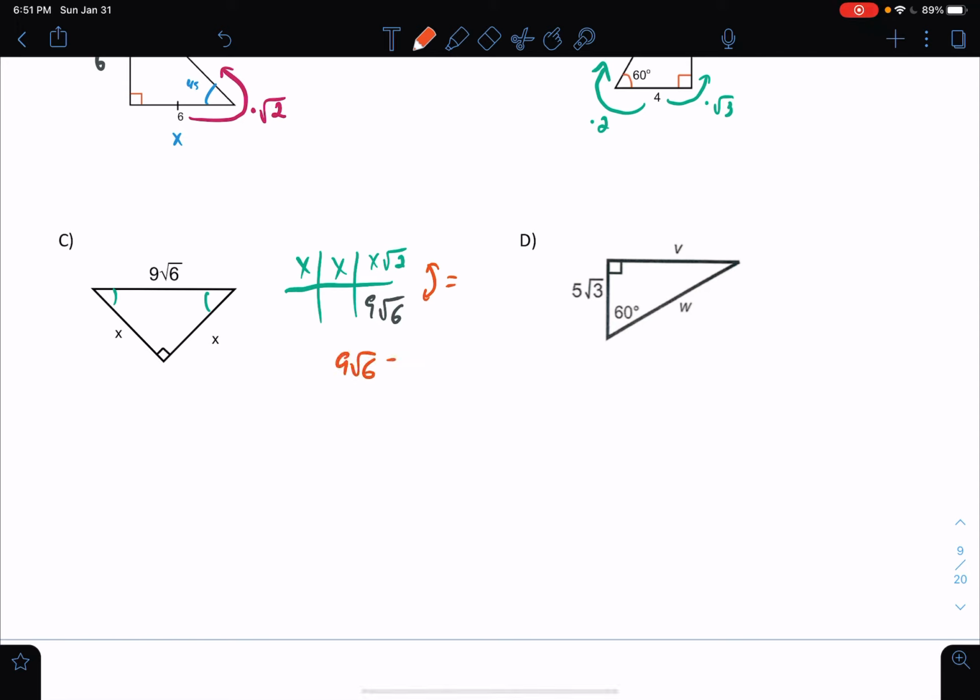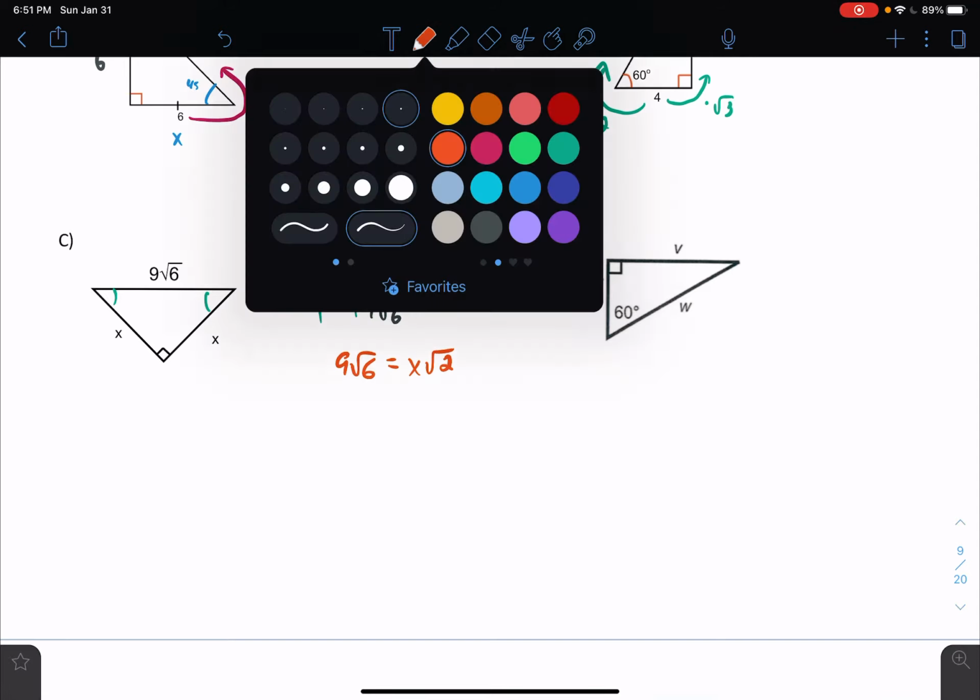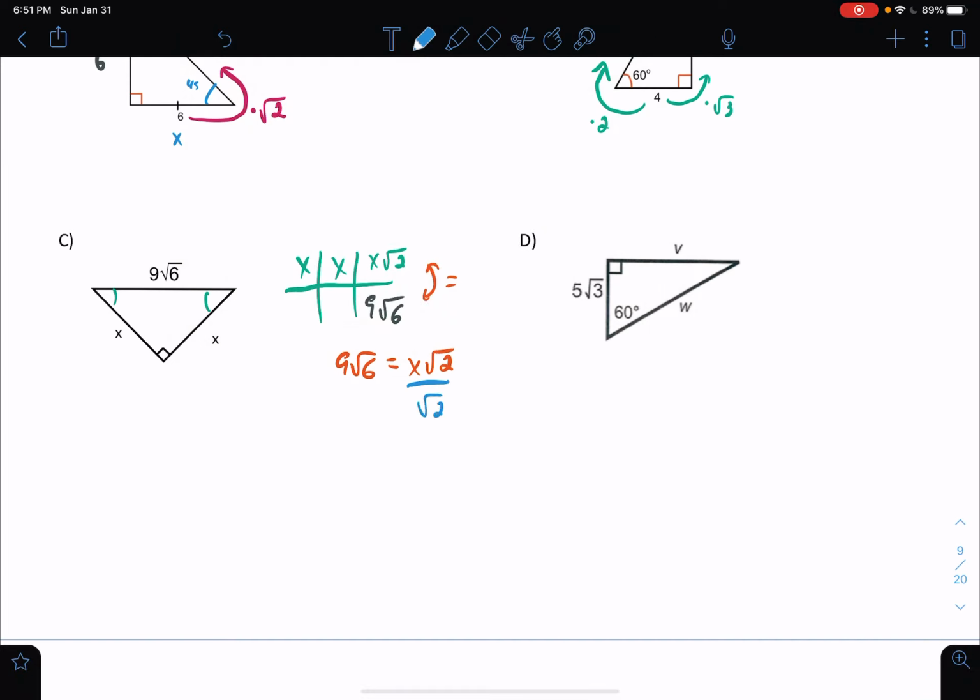9 square roots of 6 equals x square roots of 2. So how would I solve this? How would I get the x by itself, that plain old x? Well, I could divide by the square root of 2. So then I got x by itself here. If I isolate just this radical, I've got a 9 on the outside, and then square root of 6 divided by square root of 2. Well, 6 and 2 are both under the radicals, so 6 divided by 2 is 3, so there's a 3 stuck underneath the radical. All right, so x is 9 square roots of 3.